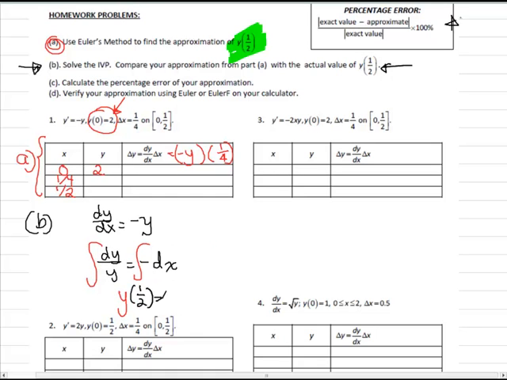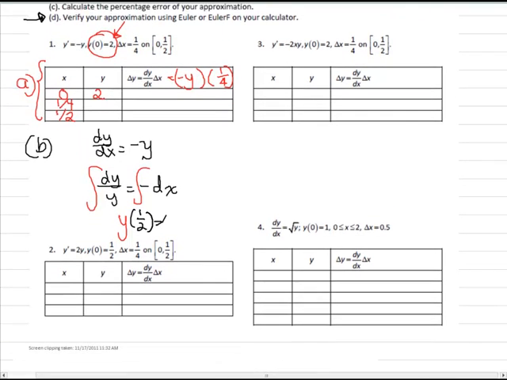And then the third part, I want you to calculate a percentage error. That's right here, exact minus approximate over exact times 100%. And then this last part, verify using the calculator program, and I'm going to attach that as a separate video right after I finish this one.